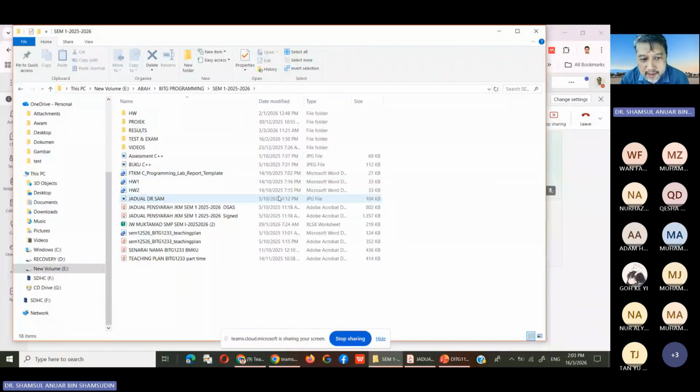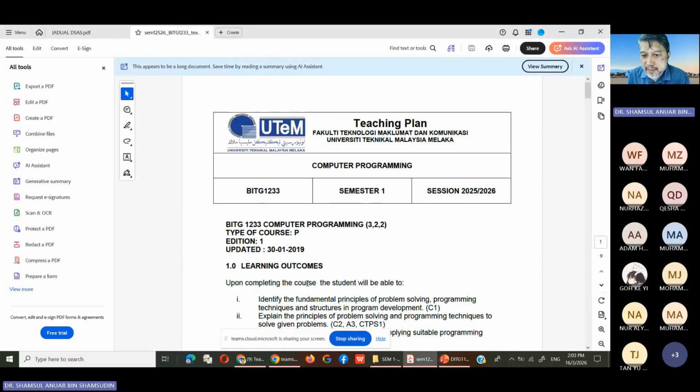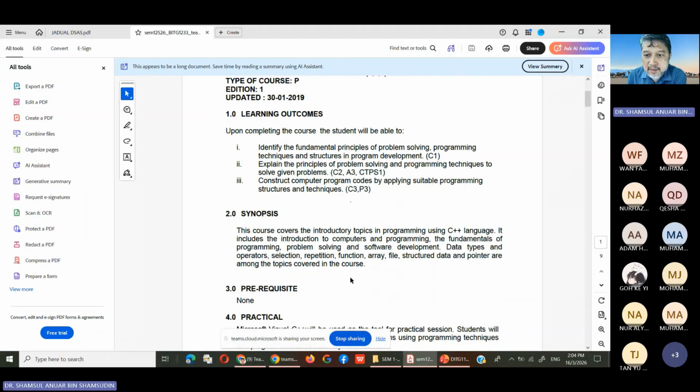Before we jump into the content of the lecture for today, let's take a look at the teaching plan. Okay, but this teaching plan is not the official one. Official one is not in this format, but I guess the content are pretty much the same. So we have several learning outcomes. The first one will be to identify fundamental principles in problem solving, programming techniques, and structures in program development. Okay, and then to be able to explain principles of problem solving, programming techniques. And then the third one is to construct computer programs codes by applying suitable programming structure and techniques.